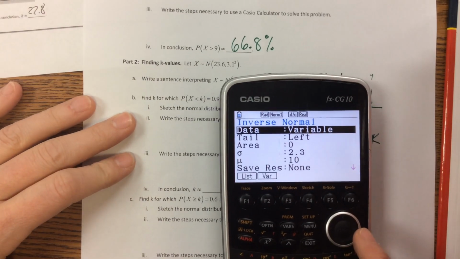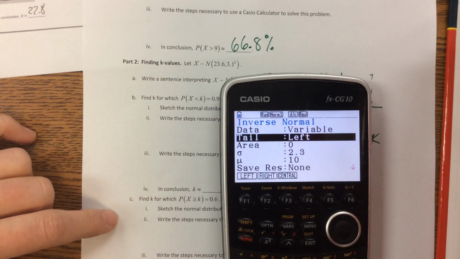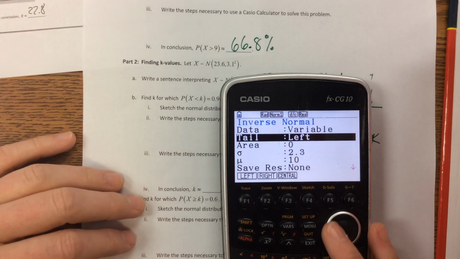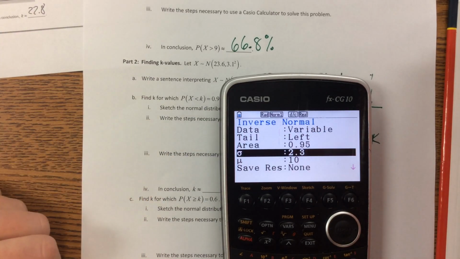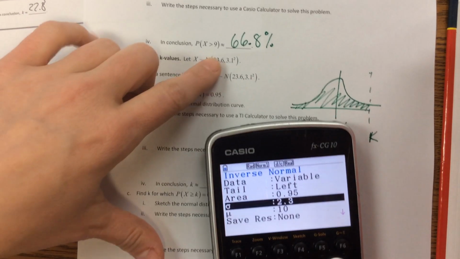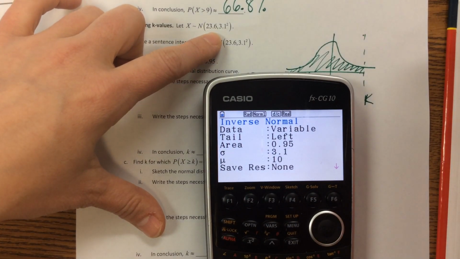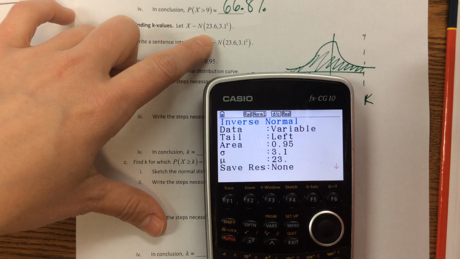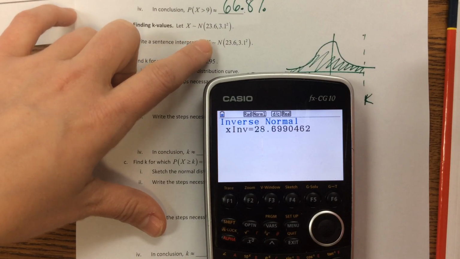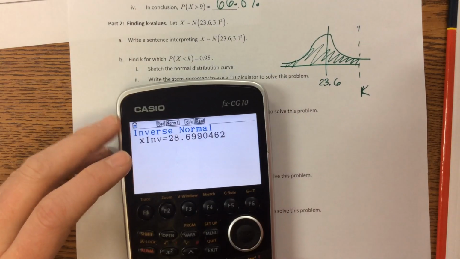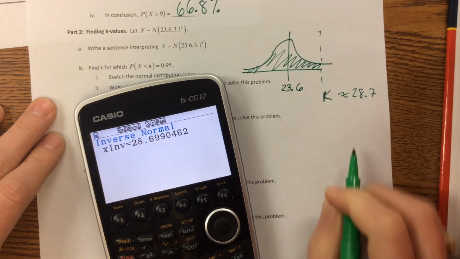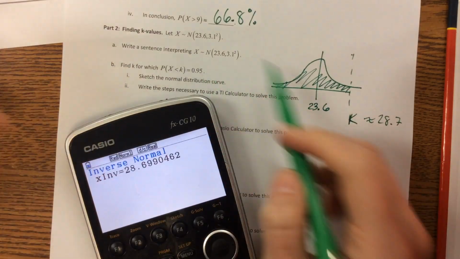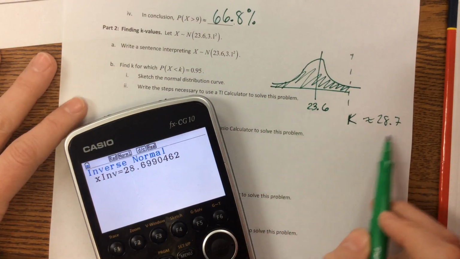We want to know, our tail, notice, is to the left. And then we want to know what the area is. We want 95%, so that's 0.95. We have now changed our standard deviation. We've now changed our mean. And here we go. Our new value, the value of k, would be about 28.7. So they're telling us that whatever this data is, 95% of the data is less than 28.7.